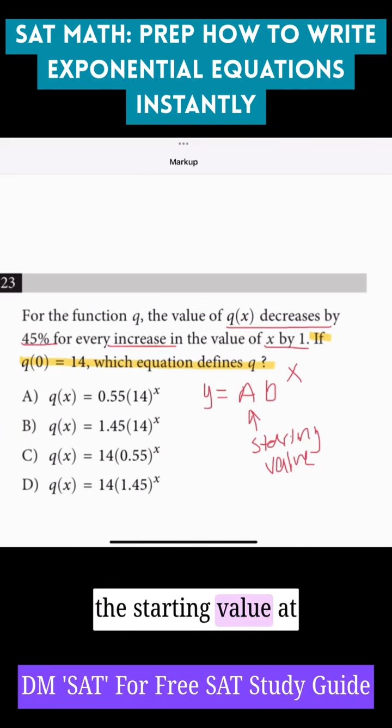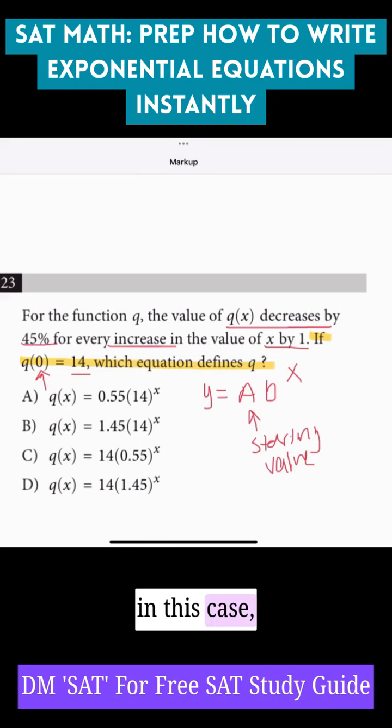and we are given the starting value at x equals 0 is 14. So our a should be 14 in this case, which should leave out b and a. Now we're left between c and d.